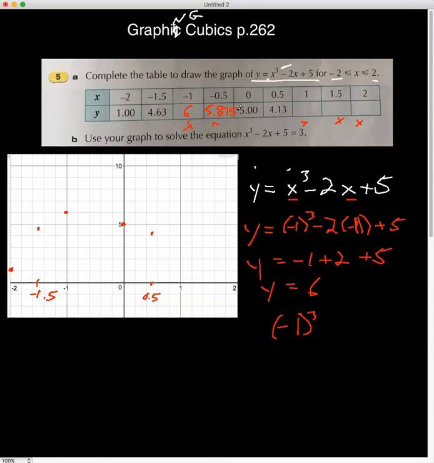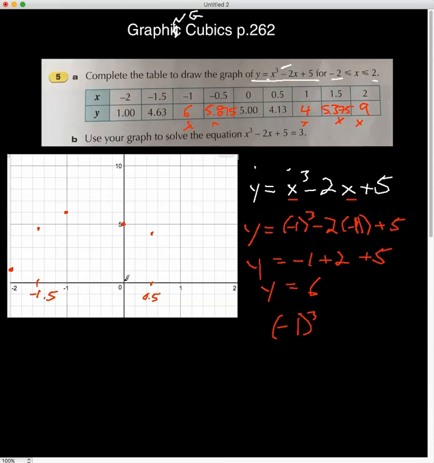5.875. At 1, we get a nice number, 4. At 1.5, we get 5.375. And then at 2, we get 9. All right, so let's plot these other ones.